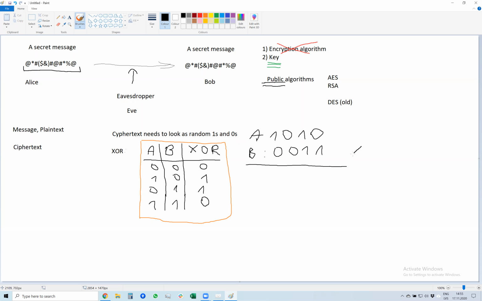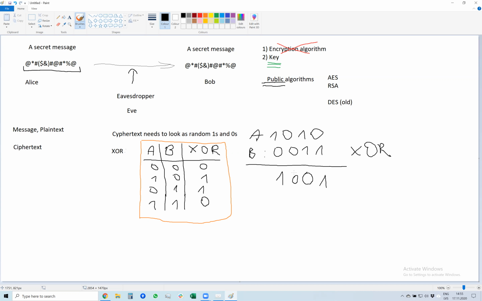And let's do XOR on them. So again, 0 XOR 1 is 1. 1 XOR 1 is 0. 0 XOR 0 is 0. And 1 XOR 0 is 1. Just like in this table.